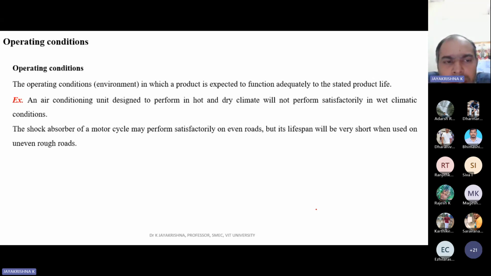It is not performing accurately to what it has been designed. And again, when you have a shock absorber, if you're riding on a good road, like Bangalore to Chennai, or at least from Bangalore to Vellore, if you're riding your motorcycle, the road is even, and the shock absorber will continue to perform for a very long time.